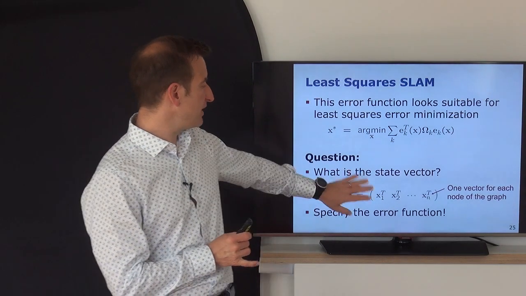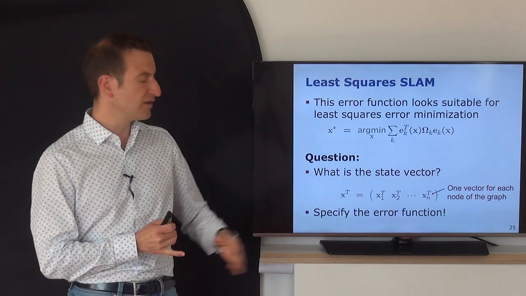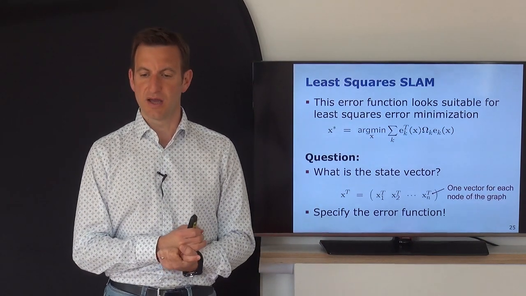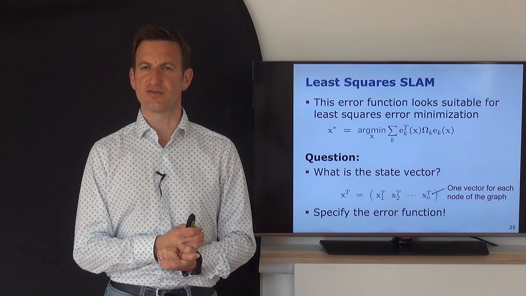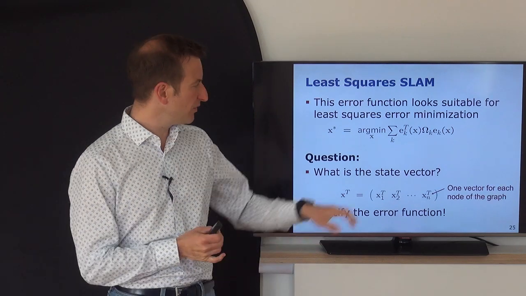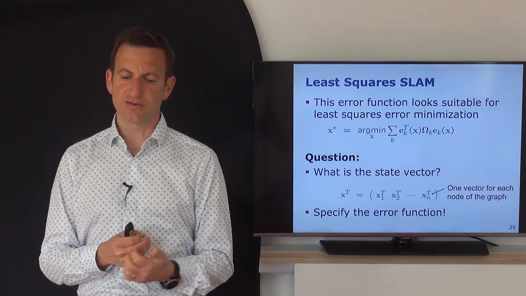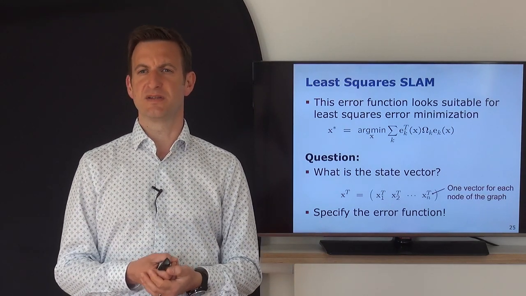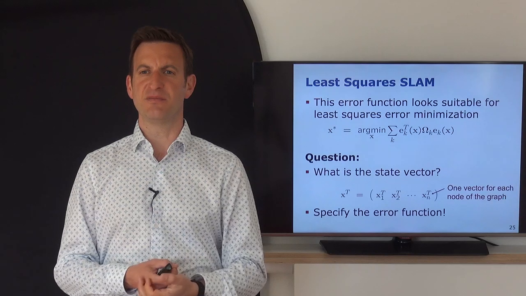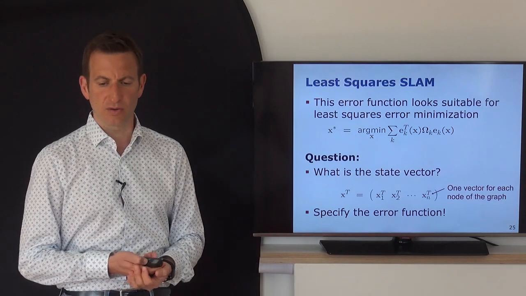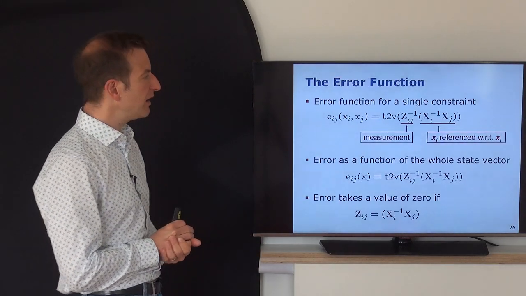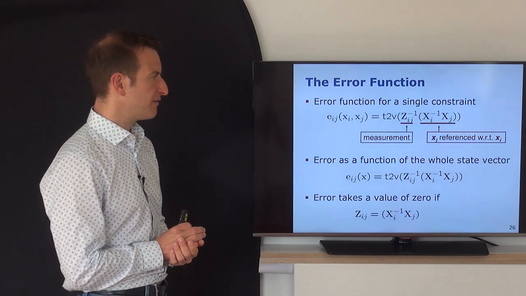Okay, so we have that. We know what the state variable looks like. So the next thing is, let's look into the error function. How do we relate those error functions with each other? Of course, the individual poses xi and xj should pop up, and also the observation should be taken into account. So the result of the ICP approach should play a role in here. And we can formulate a single constraint now in the following way.